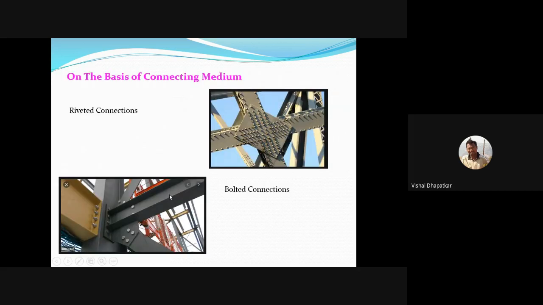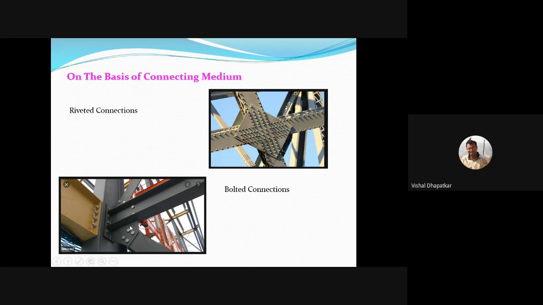So these are connection sketches or photos. These are the rivet connection. Now rivet connections are obsolete and we don't use rivet connections. Most of the rivet connections you can see on railway platforms. Most of the old structures were having this type of connections.